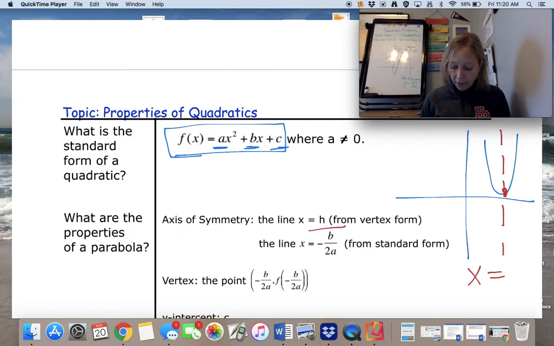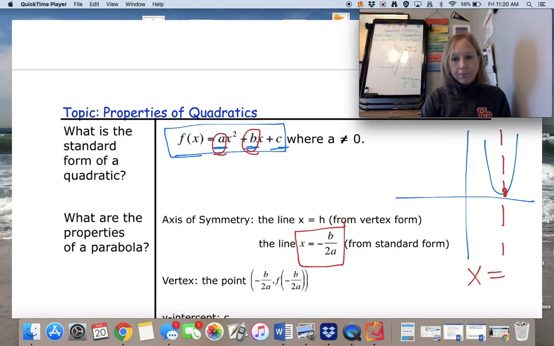So the way you find this line is using the formula right here. X equals negative b over 2a. And the b and the a come right here from this standard form. And that's it. It's just a formula you substitute in. Okay, maybe you remember that from Algebra 1, maybe you don't, but that's why we're reviewing this.